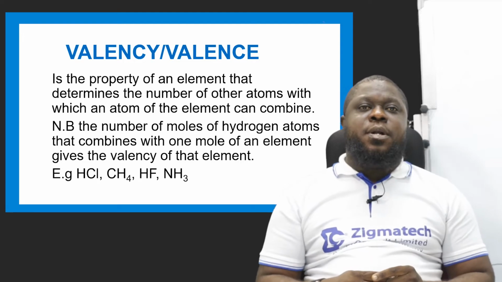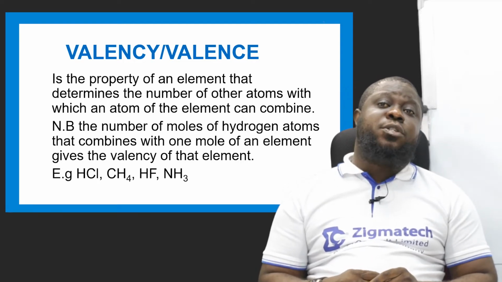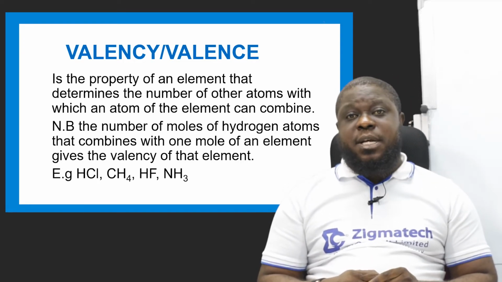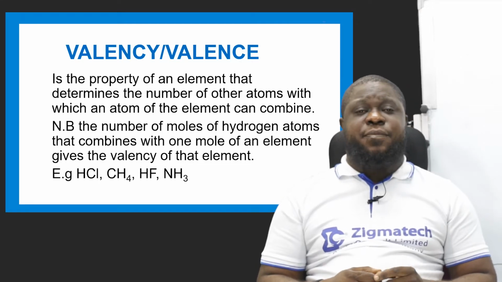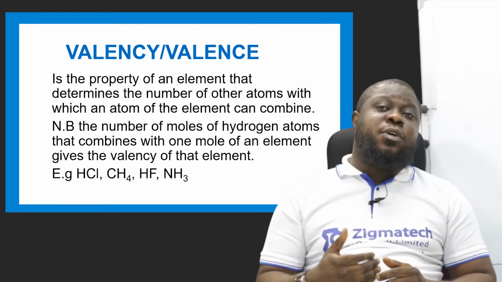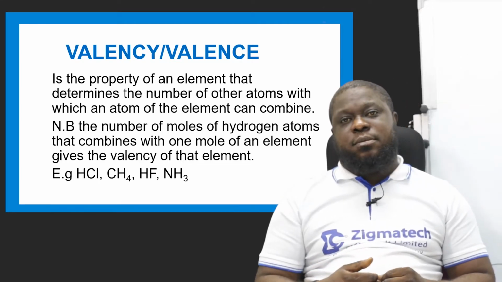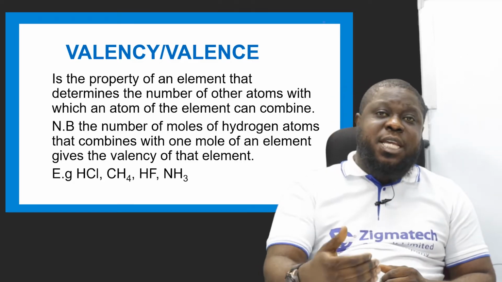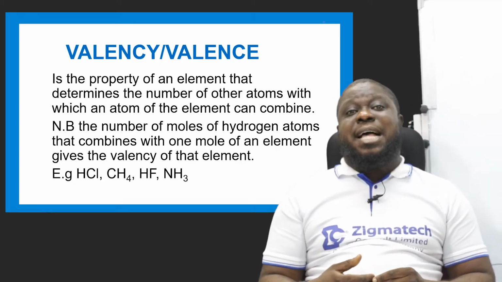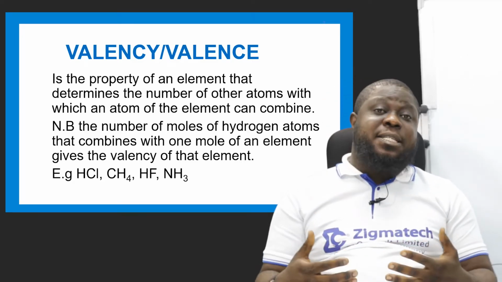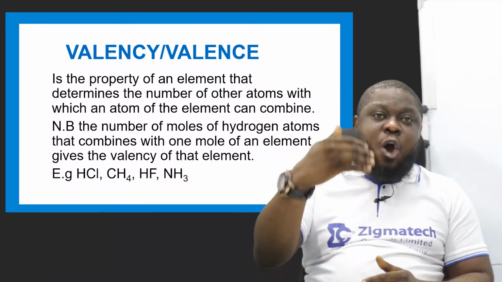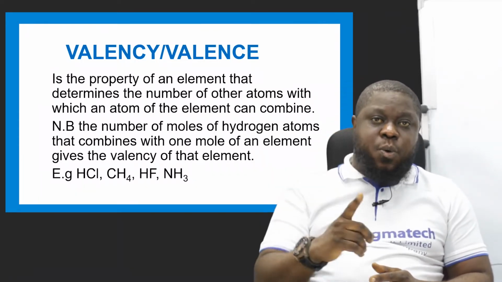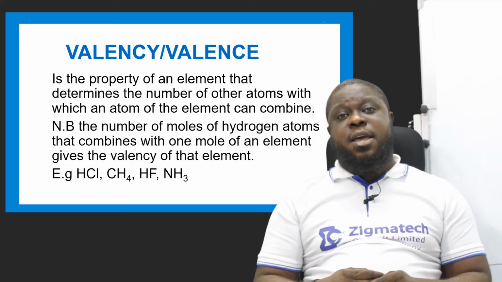Now, NB, note: the number of moles of hydrogen atoms that combine with 1 mole of an element gives us the valency of that element. Take, for example, hydrochloric acid. The number of moles of hydrogen there is 1, so the valency of chlorine there is 1.